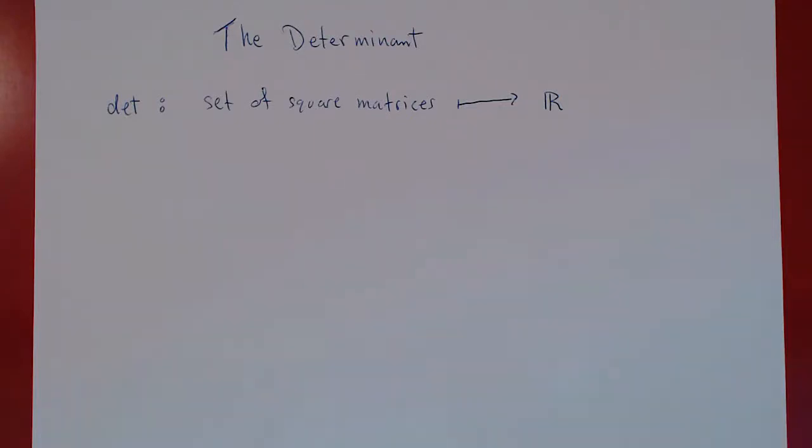Okay, so here's a new concept, the determinant of a square matrix. If you remember the trace of a square matrix, the trace takes a square matrix and adds its diagonal entries. So the trace takes a square matrix and gives you a real number. The determinant is such a function.